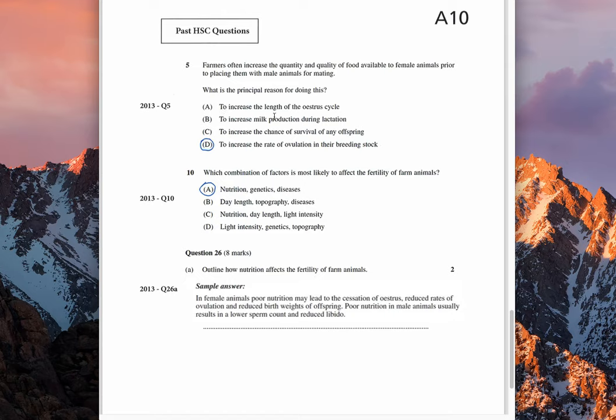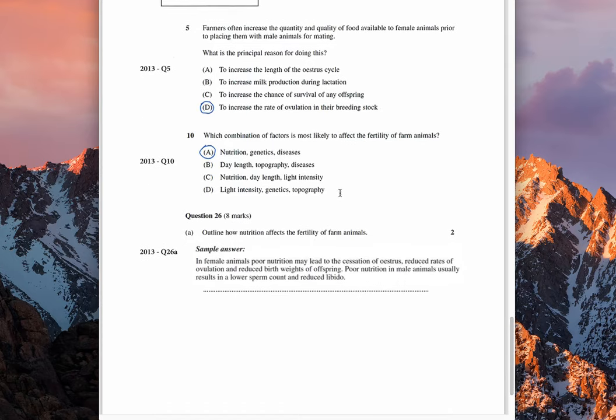Increasing the length of the estrus cycle, no. Milk production, no. Remember, this is prior to mating. Chance of survival of offspring, no. It's too early for that. It's before mating. The answer is to increase the rate of ovulation in the breeding stock. The answer is D. Okay, so which combination of factors, also from the 2013 paper, is most likely to affect the fertility of farm animals?